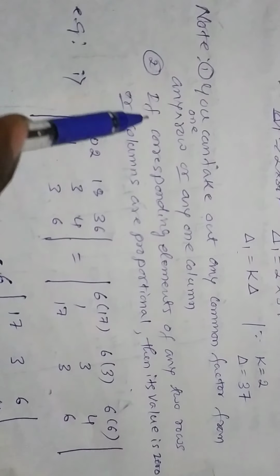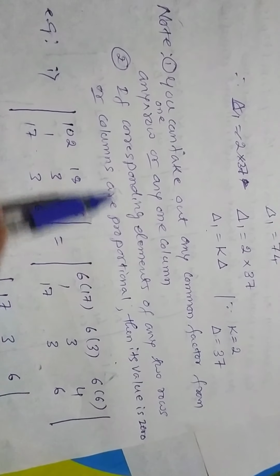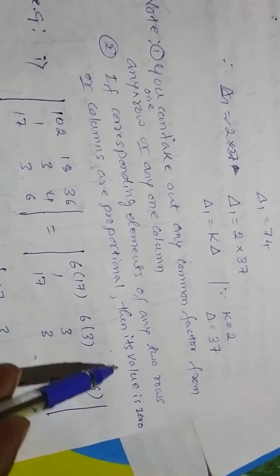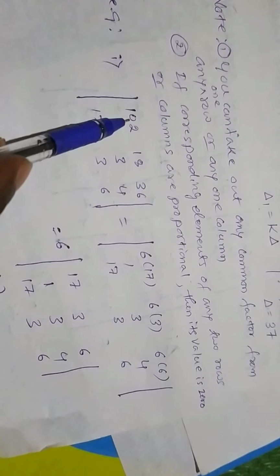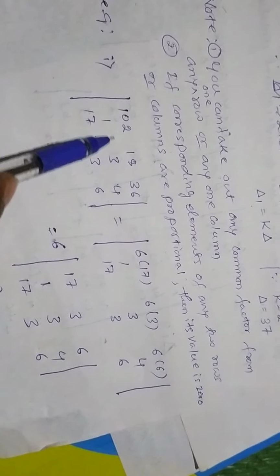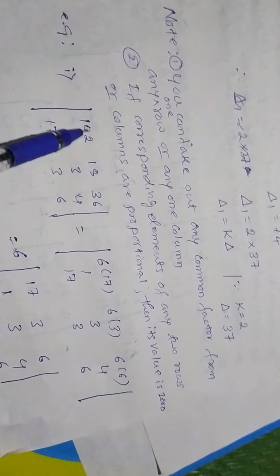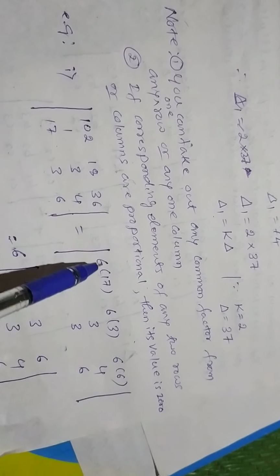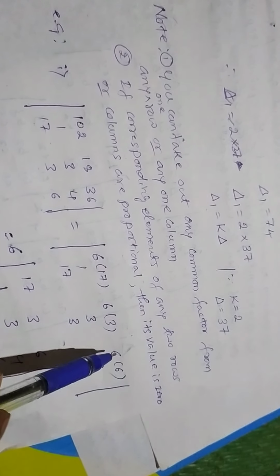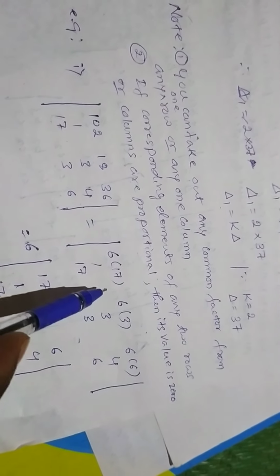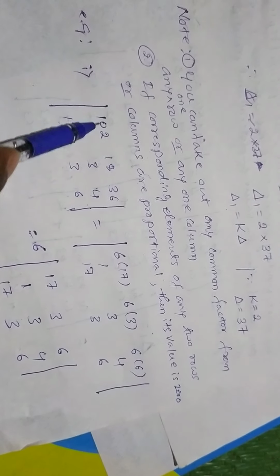And the second note is, if corresponding elements of any two rows or columns are proportional, then its value is 0. I will explain this second note with an example. Take a determinant: 102, 18, 36, 1, 3, 4, 17, 3, 6. If you write 102, 18, 36 as a multiple of 6, here 6 is the constant, some constant k. 6 times 17 is 102, 6 times 3 is 18, 6 times 6 is 36.